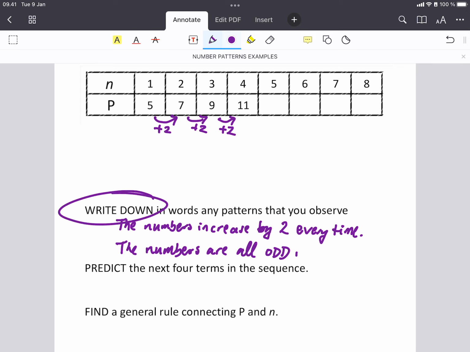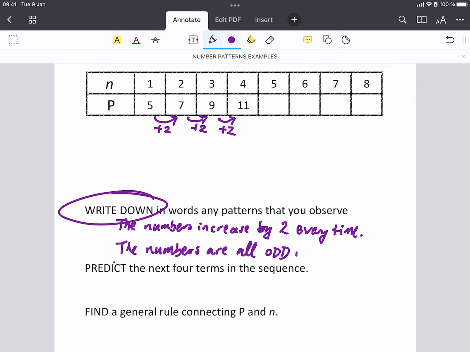And when you see the command term write down like that in words, that's exactly what they want. So you're not trying to achieve any kind of algebraic rule, anything with any kind of symbolism. That's out the window. This has got to be a plain English description.